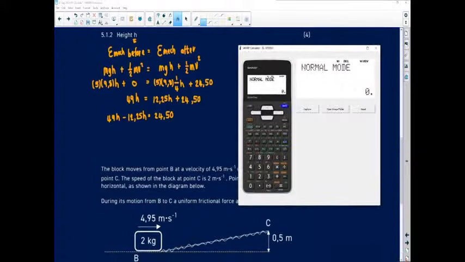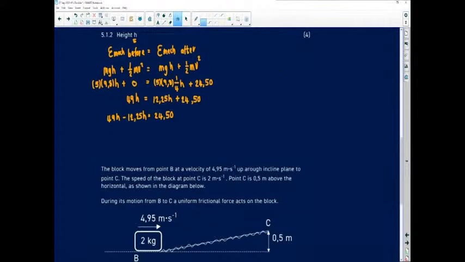So just more mathematics. I'm going to say 49 minus 12,25, and that's how I get 36,75h. Don't forget the h. 36,75h is all equal to 24,50. Ooh, I think I'm running out of space. I just want to write this one here.